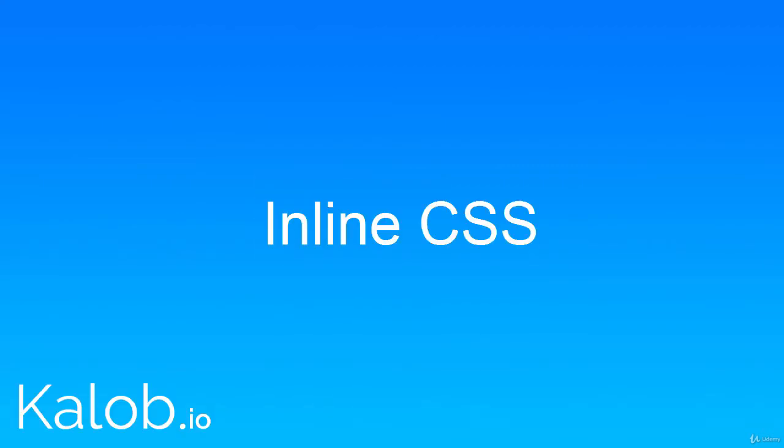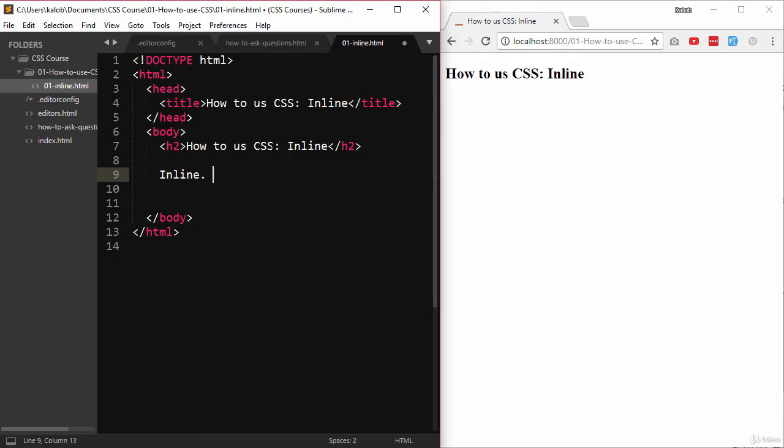Okay, there are 3 ways to write CSS. The first way is inline, which is what we're going to learn in this lesson. The second way is internal, which we've spoken about already, and we've actually seen a little bit of. And the third way is external, which is technically the preferred way. So let's go ahead and get started with inline.